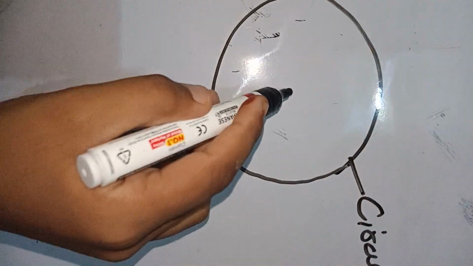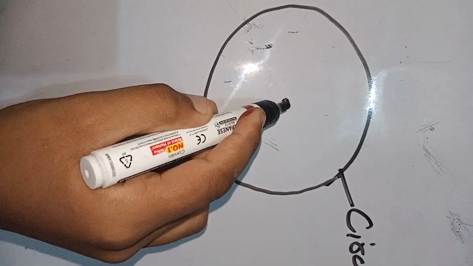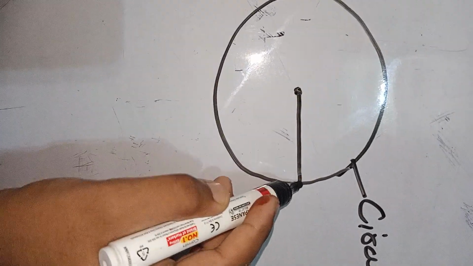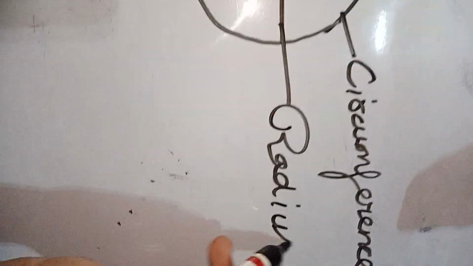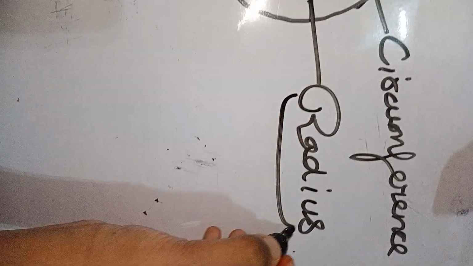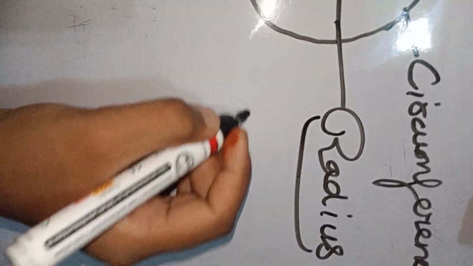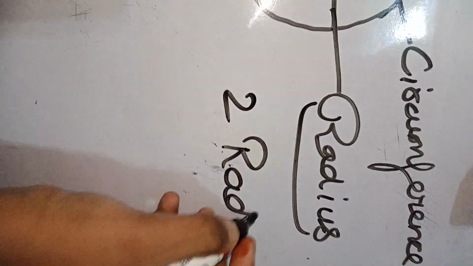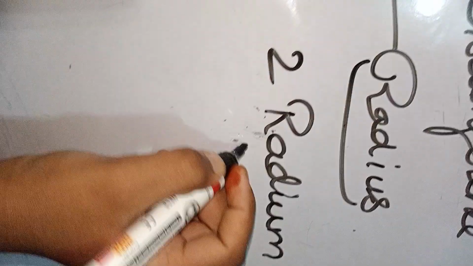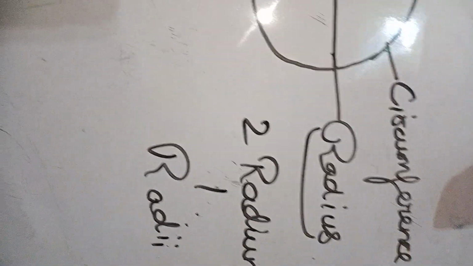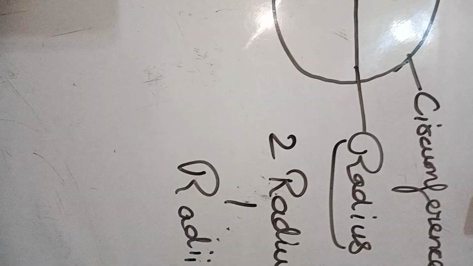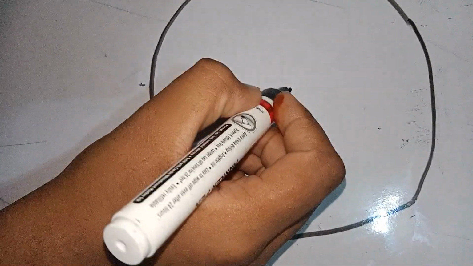And the second one is what? This is called the radius. And this is a single radius, but when there are two radius, it is called radii. Okay, I hope that you know all these things.